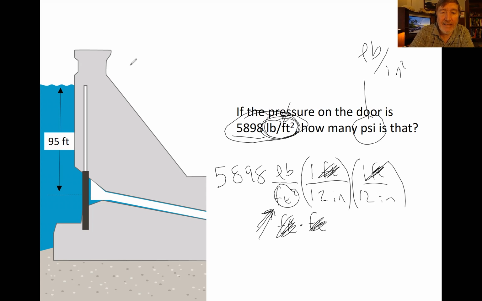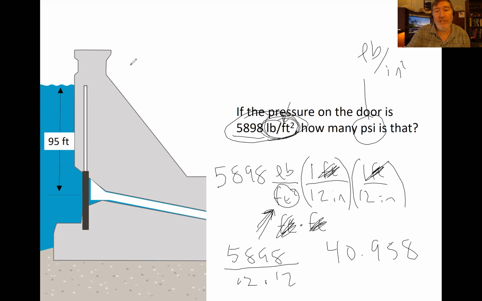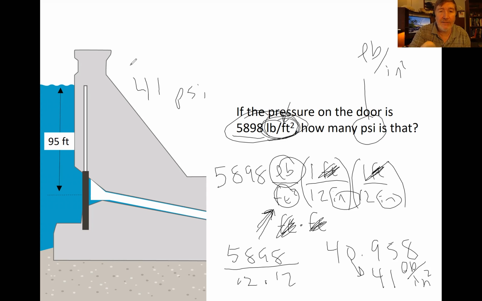So what I need to do then to get my answer is take 5,898 and divide that by 12 and also divide it by another 12. Whatever that works out to be will be the answer. So 5,898 divided by 12 and then divided by another 12. The answer that I get is 40.958. And if I'm only allowed 2 sig figs, I'll round that off to 41. The units now are pounds per square inch. So I could write that as pound per inch squared, or I could also write it as 41 PSI. This and this both mean the same thing.